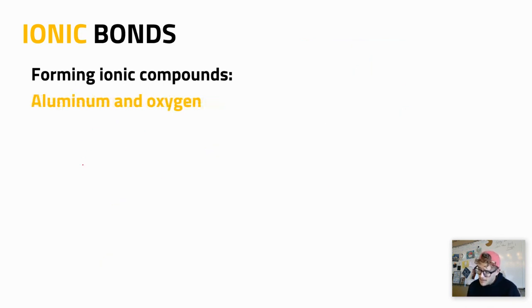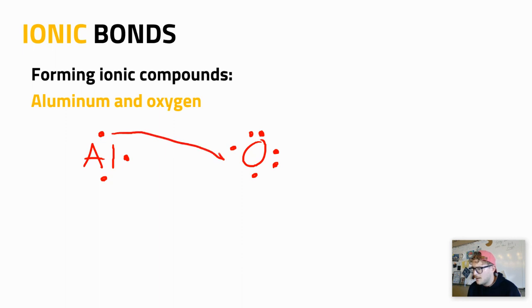Aluminum and oxygen. All right, so we'll do this one. Aluminum has 3 valence electrons, and oxygen has 6. Let's see what happens. Oxygen wants 2 more valence electrons. Aluminum has 3 to give. So the first one of aluminum can go there, the second one can go there. And now oxygen's happy, but aluminum still has 1 left over.